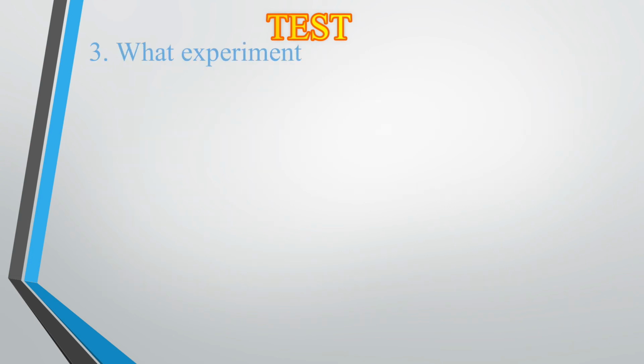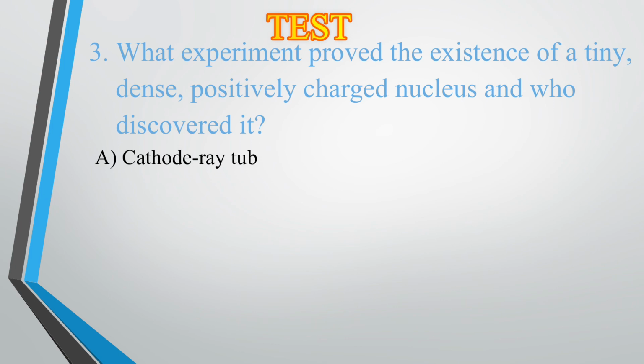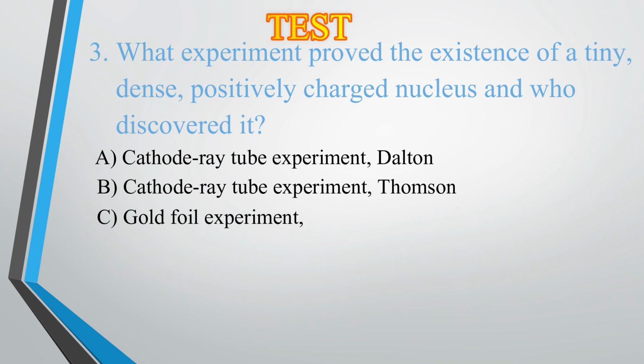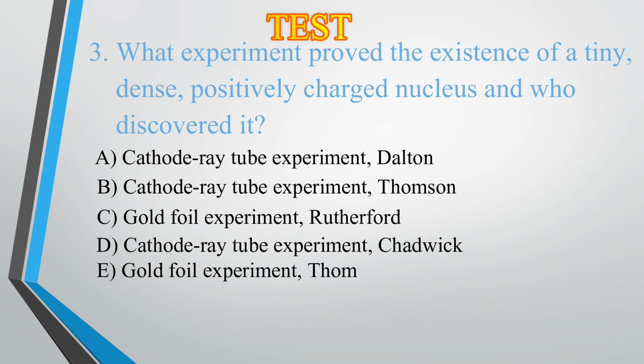Question number 3. What experiment proved the existence of a tiny, dense, positively charged nucleus, and who discovered it? Option number A, cathode ray tube experiment by Dalton. Option number B, cathode ray tube experiment by Thomson. Option number C, gold foil experiment by Rutherford. Option number D, cathode ray tube experiment by Chadwick. Or option number E, gold foil experiment by Thomson. The correct answer is option number C, gold foil experiment by Rutherford.